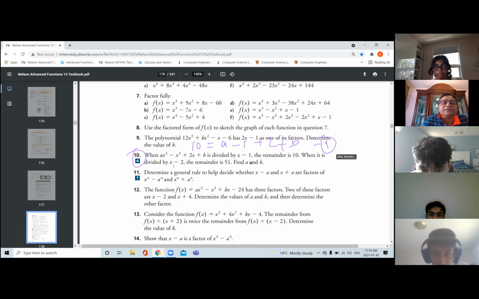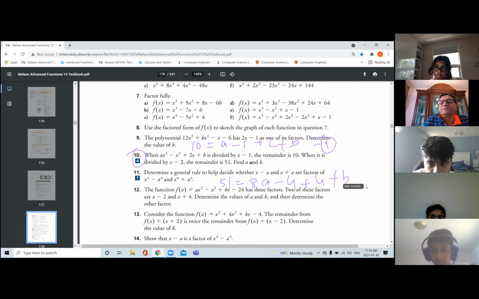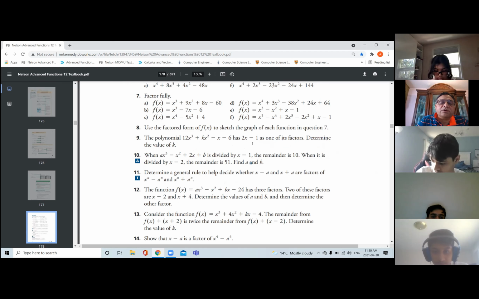And then it says when x minus 2 is the divisor, the remainder is 51. So write down 51 equals, plug in 2 here. So 2 cubed is 8, so 8a; 2 squared is 4, minus 4; 2 times 2 is 4, plus b. You get the second equation, right? And now you solve the 2 equations, and then you can easily solve the linear system. Is that clear to you? So that is how you're going to do that question.